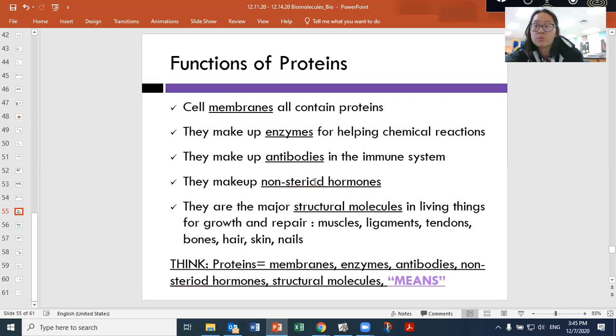They make up non-steroid hormones. There are some hormones that are not steroid or not lipid-based, and therefore they are made of proteins. They're not made of carbs, they're not made of nucleic acids, they're either going to be made of lipids or of proteins. And then they're huge in structure. Remember what I was saying earlier, where if you don't have proteins, you don't have a physical body, you don't have a physical structure. So they are the major structural molecules in living things. Growth and repair, they make muscles, they make ligaments, they make tendons, bone, hair, skin, nails, all of the above. So again, proteins, think MEANS. Membranes, M, enzymes, E, antibodies, A, non-steroid hormones, N, and structural molecules, S.